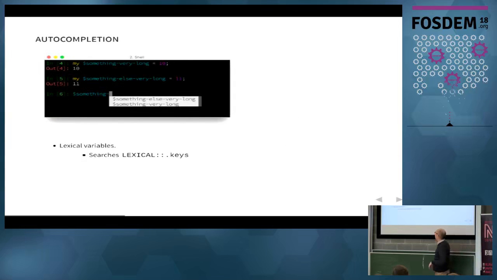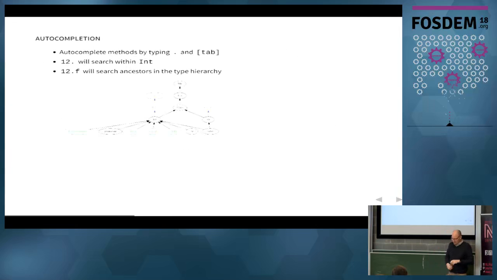So auto-completion just sort of works the way you would expect it to for the basics. If you declare a couple of lexical variables here, and then you start typing $something dash, and you hit tab, you get a list of the different lexical variables. In Perl 6, the way to do that programmatically is to call the .keys method on lexical : and that's sort of the local symbol table. So that's how it works behind the scenes.